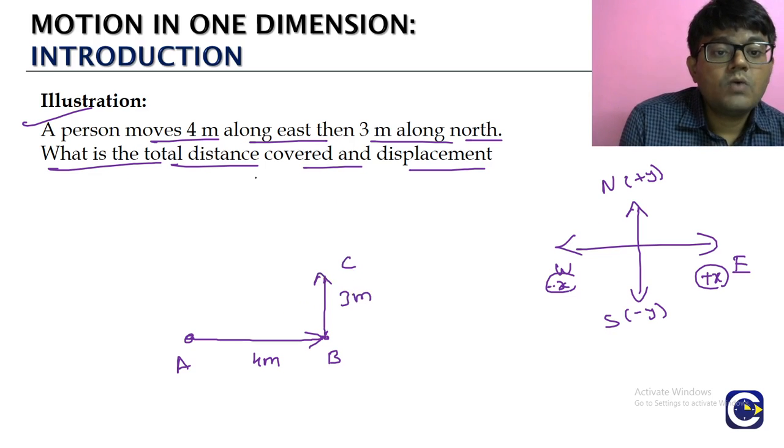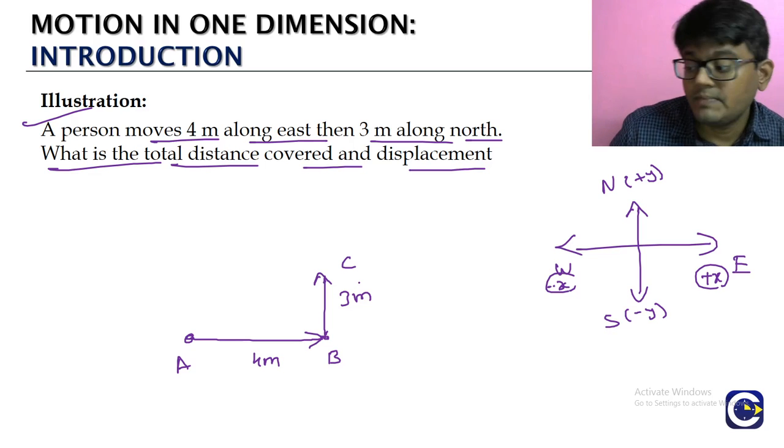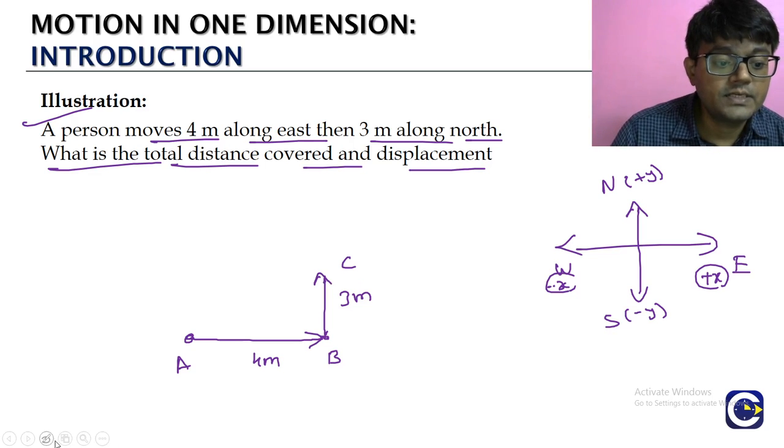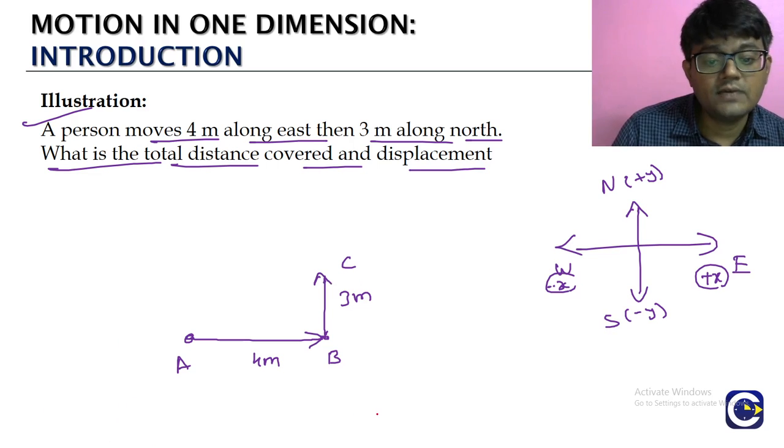Now they are asking what is the total distance covered. Total distance covered means what? What is the distance concept? Distance is the actual length of the path covered, right?